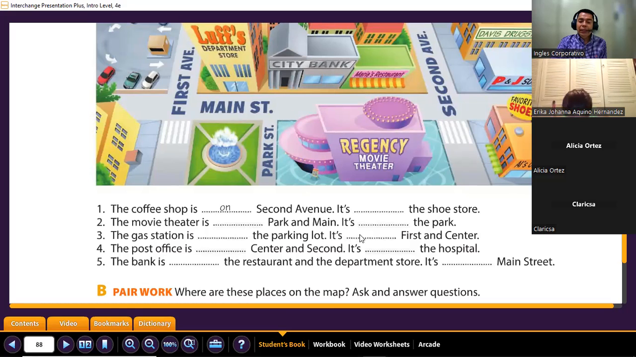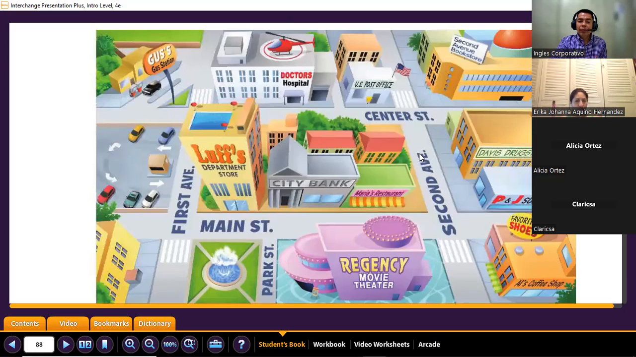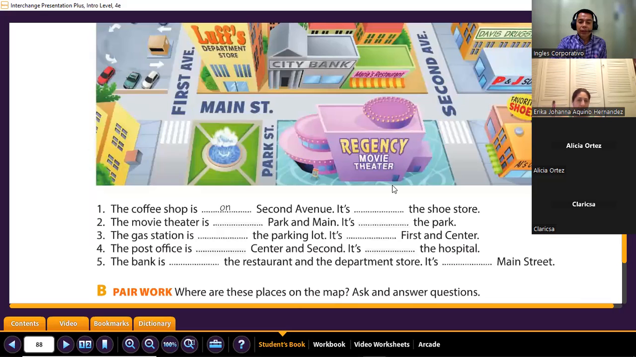Okay, and then it's First and Center. It says First and Center. Veamos el mapa. Ah, no, perdón, me equivoqué. Es The Park, excuse me. Estamos en el número 2, ¿verdad? The movie theater, ya ven que hasta yo me confundo. Ya ven que no es fácil, ok. It's on the park, on the corner of the Park Street and Main Street, right?